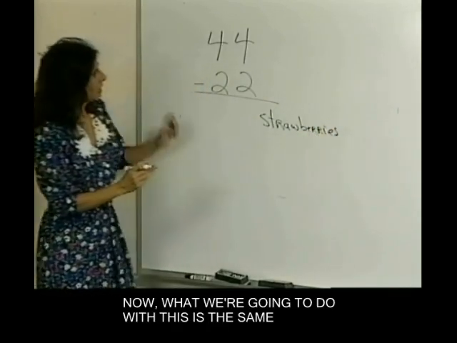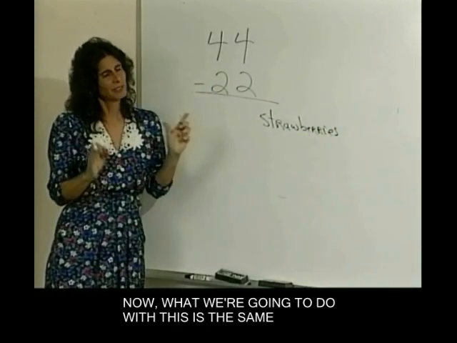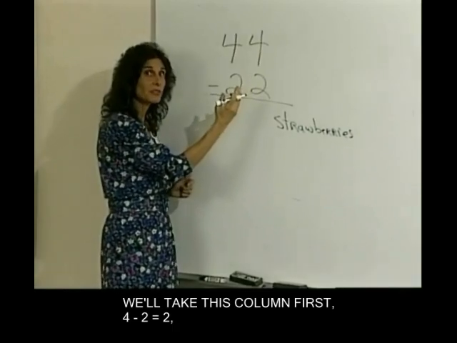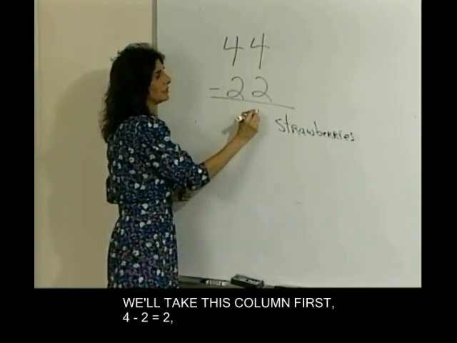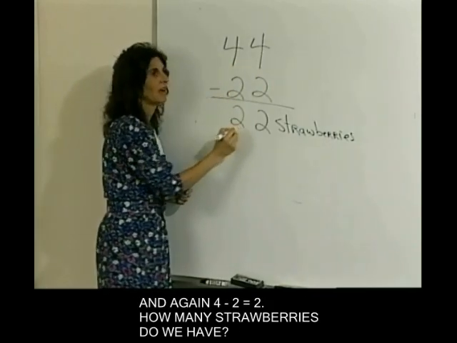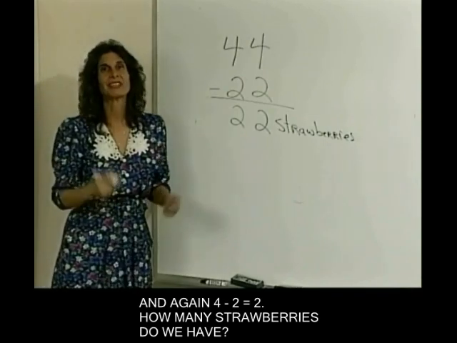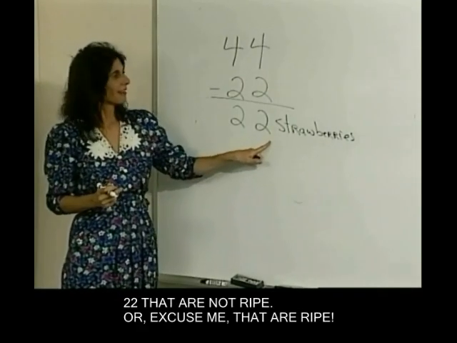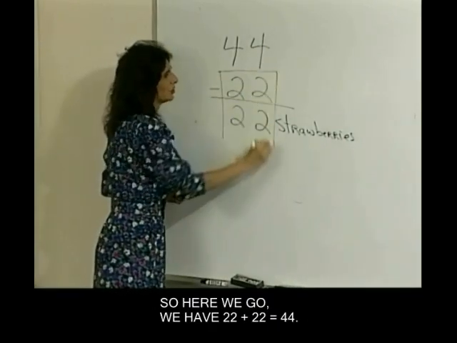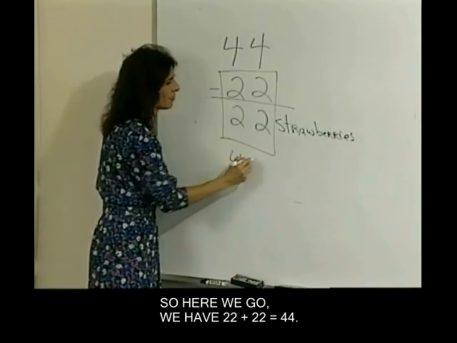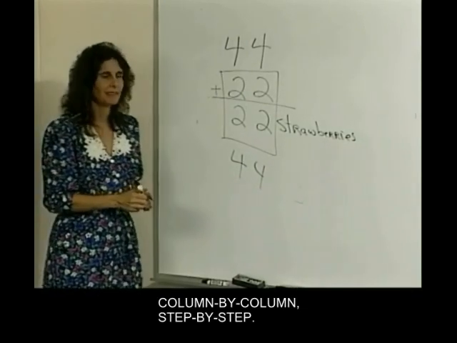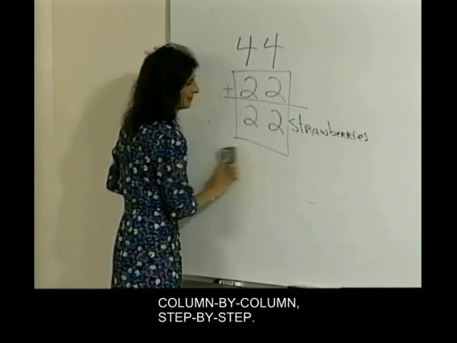Now, what we're going to do with this is the same as we did in addition, column by column, step by step. We're going to take this column first. 4 minus 2 is 2. And again, 4 minus 2 is 2. How many strawberries do we have? 22 that are ripe. So here we go. We have 22 and 22 is 44. Here I am, I'm checking through addition. Column by column, step by step.